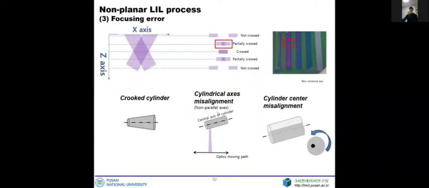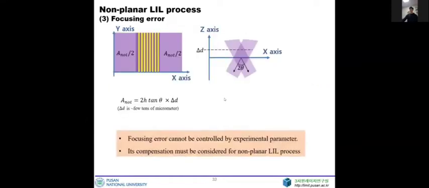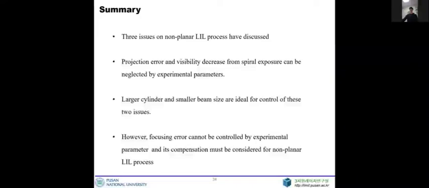The last issue on the non-planar LIR process is focusing error. In the LIR process, the gap between the prism and substrate must be kept consistent. However, several factors such as a crooked cylinder, axis misalignment, or center misalignment disturb it. So it must be compensated by an additional setup, and it will be described in the next chapter.